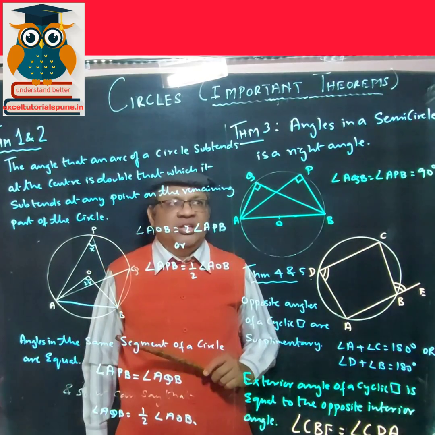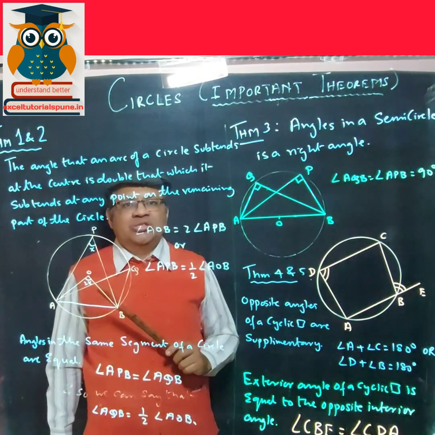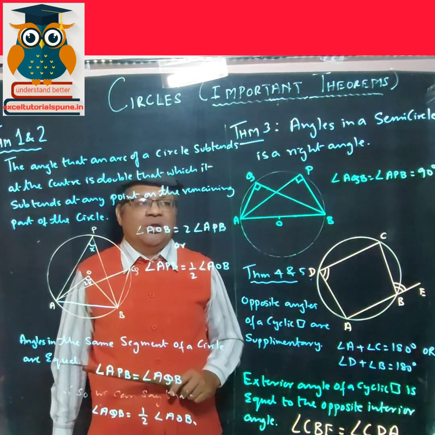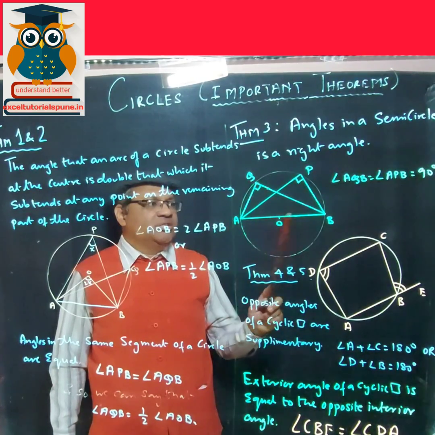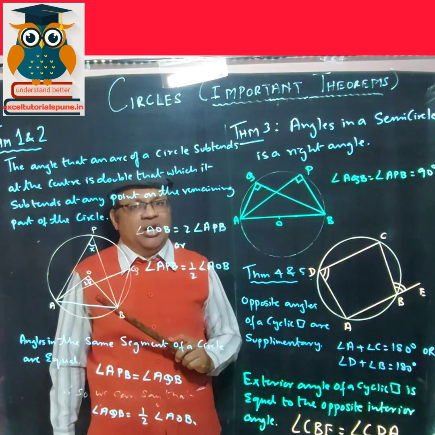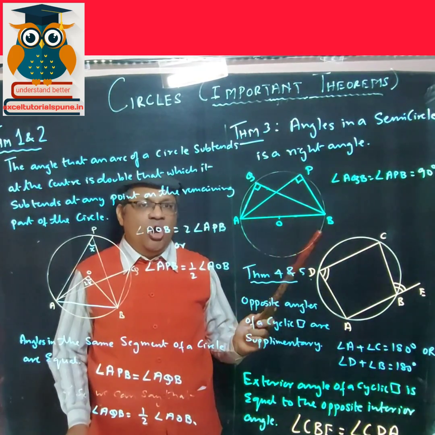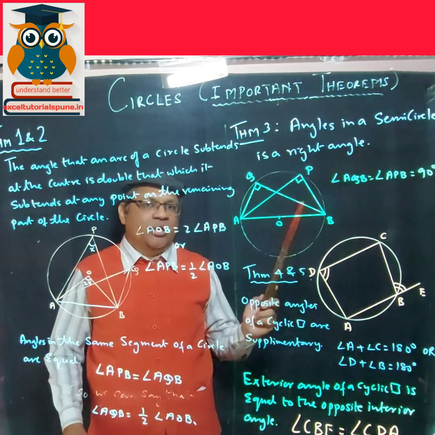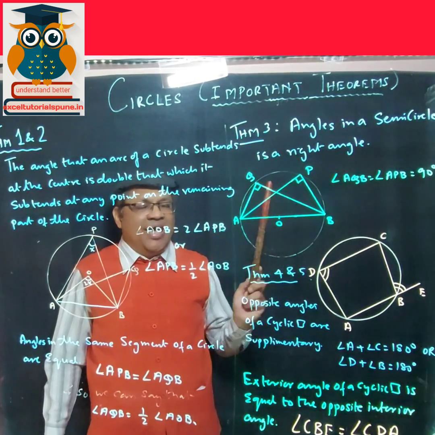Now theorem number 3. Angle enclosed in a semicircle is always a right angle. Here this AB is the diameter. So both the ends of the diameter should be covered. If any other chord is there and there is an angle there, you cannot say that is 90. It has to be the diameter.